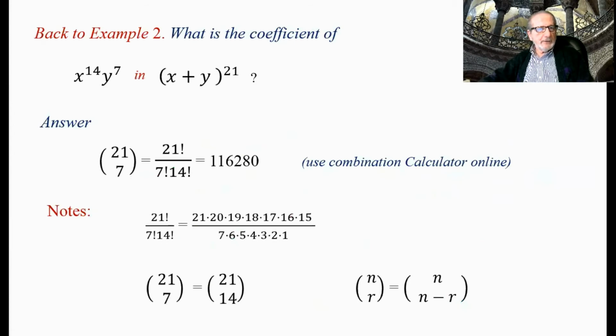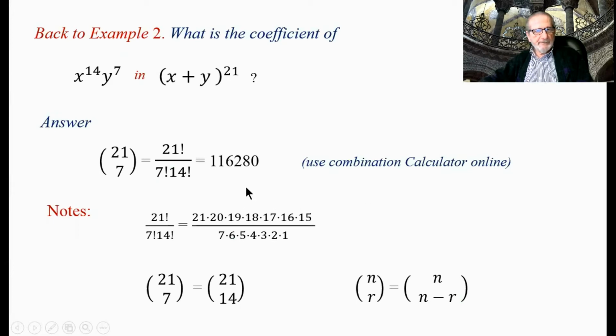Now, back to example 2. Now we can find the coefficient of x plus y to the power 21. And the answer is combination 21, 7, which is 21 factorial over 7 factorial, 14 factorial, and you get this answer. You can use a combination calculator online. They're available, really easily to do.